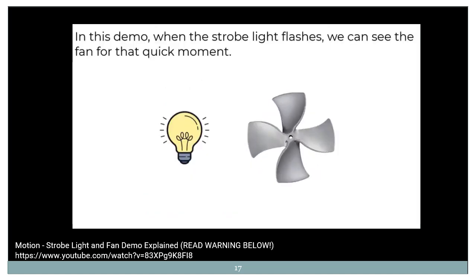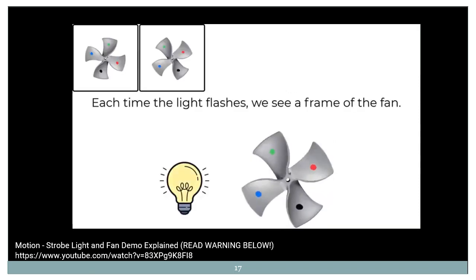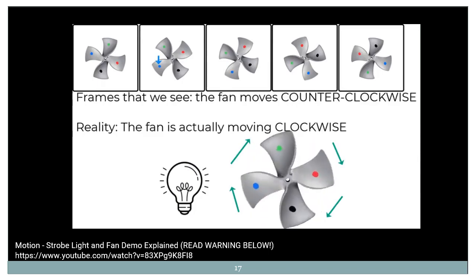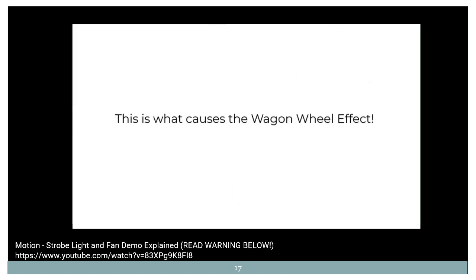In the demo, when the strobe light flashes, we can see the fan for a quick moment. But when the light turns off, it still spins, we just can't see it. Every time the light flashes, we are seeing a frame of the fan. And you'll notice that the fan, while spinning clockwise, appears to move counterclockwise in the frames, and that's the part that we see. So while the fan is spinning clockwise, we interpret it as spinning counterclockwise because of the frames that we are able to see. This is what causes the wagon wheel effect.